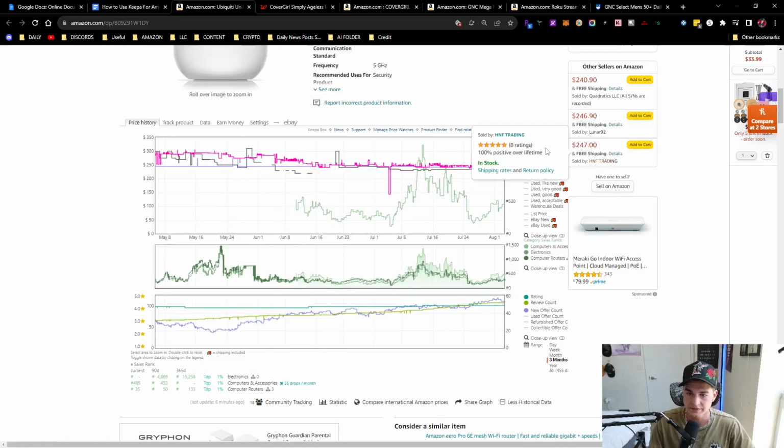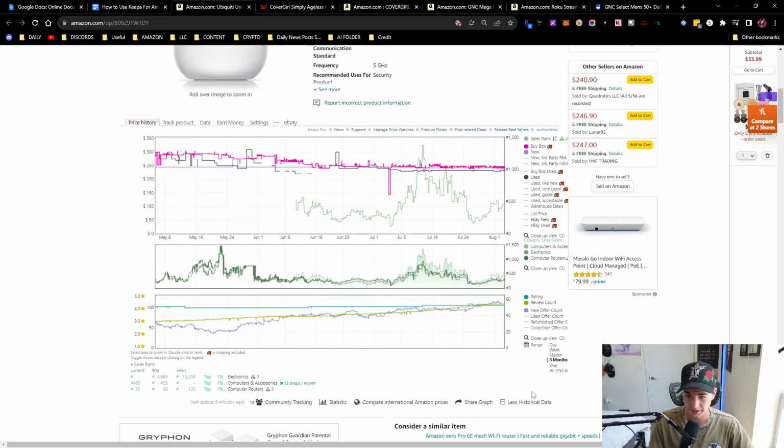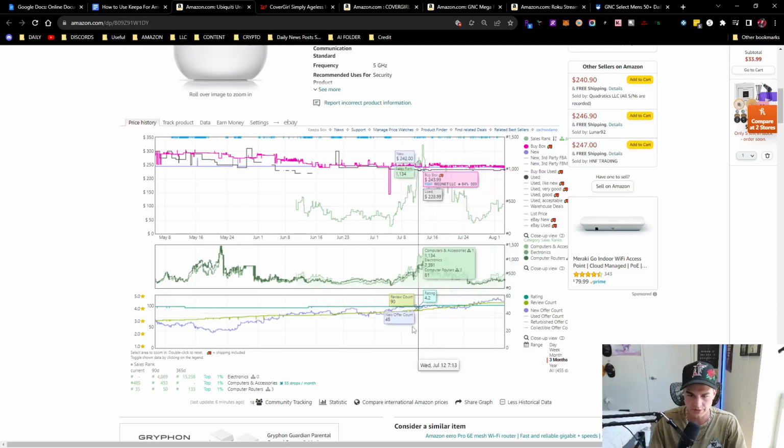So ideally, you want to have your Keepa chart set up like this. I forget how it comes when you first buy Keepa. The paid version is $19 a month. Totally recommend it. Everybody needs it for this business. But we'll start with this one.